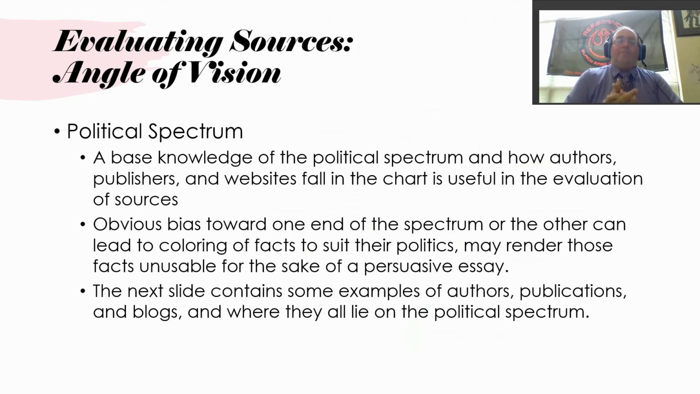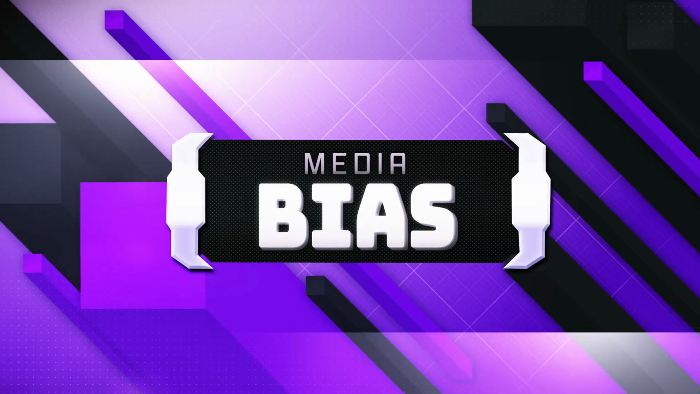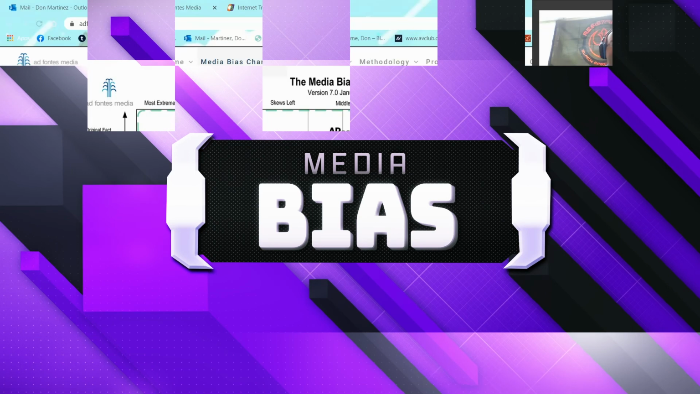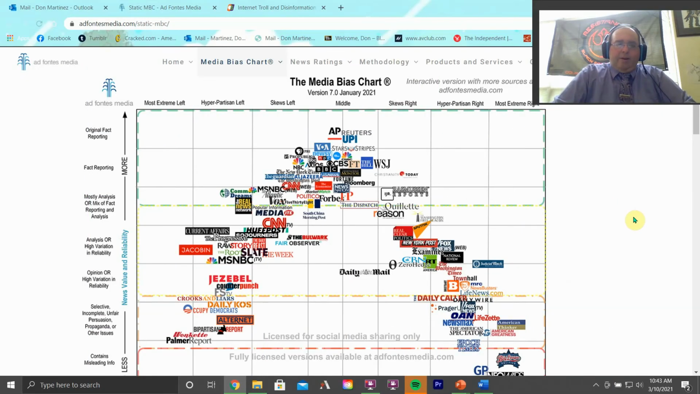So here's the thing. The next slide has an out-of-date chart. It does not include authors, but it does include publications, websites, that sort of thing. So what we're going to do, if you download the slides, the version that you've got is an out-of-date version. But there is a link to the current version. And we're going to take a look at that. Alright, so here we are.